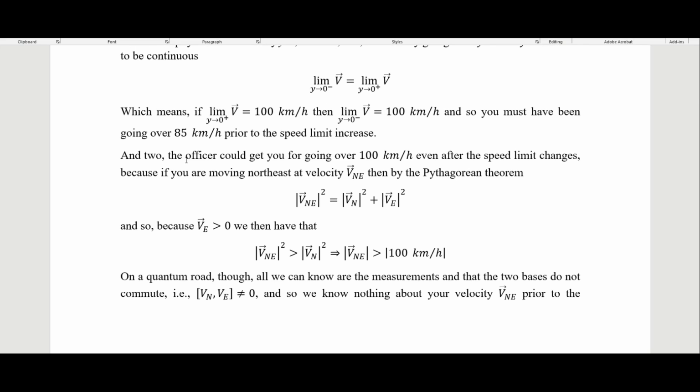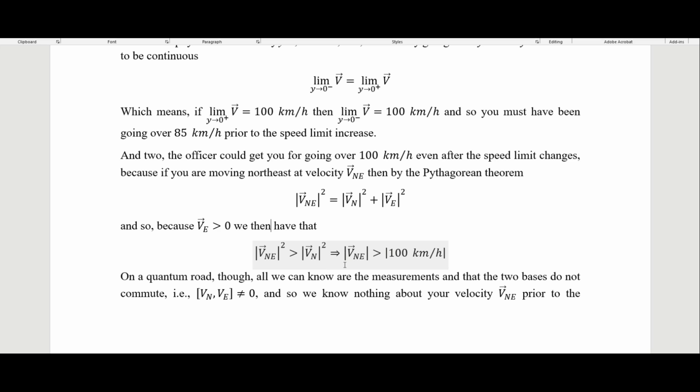And so two, the officer could get you for going over 100 kilometers per hour even after the speed limit changes, because if you were moving northeast at some velocity, which I'm calling v sub ne here for northeast, then by the Pythagorean theorem, the square of the magnitude of that, which is why it's in these vertical bars here, is equal to the square of the magnitude of your northward velocity plus the square of the magnitude of your eastward velocity. And so we're saying that you're traveling northeast, and so we have to have that this eastward component of your velocity is greater than 0.